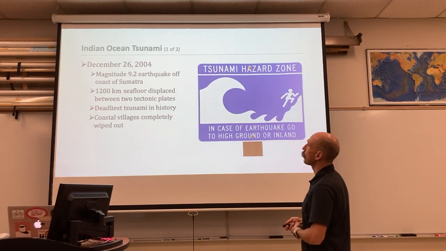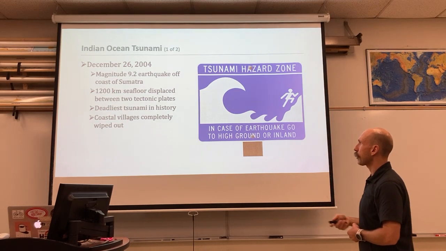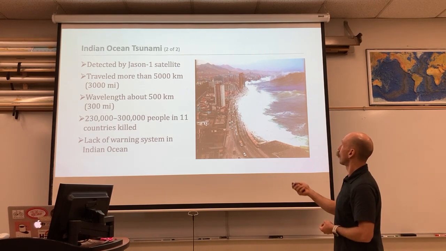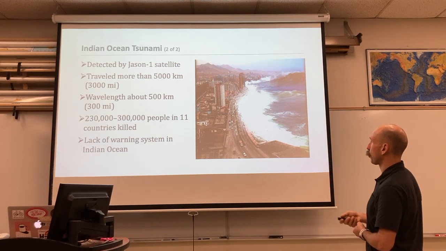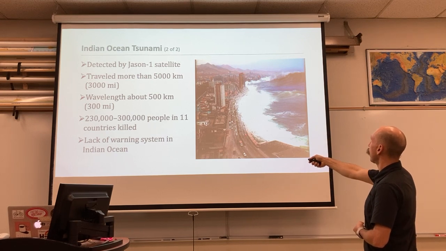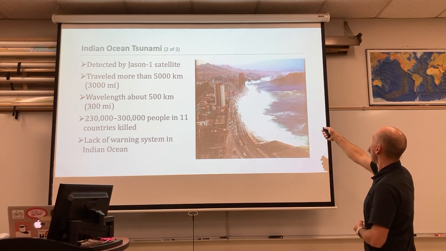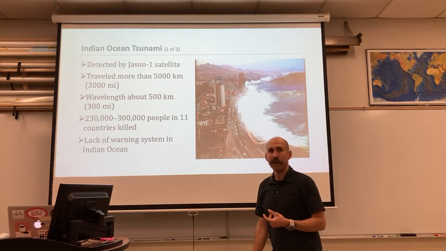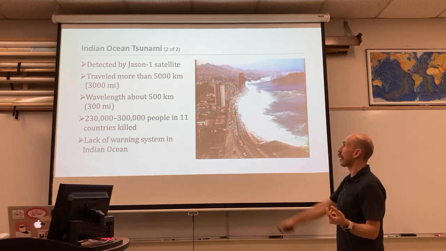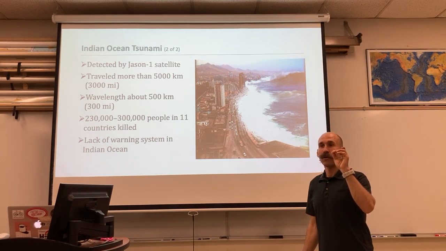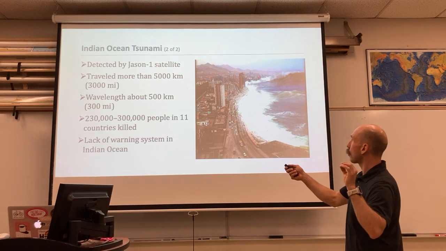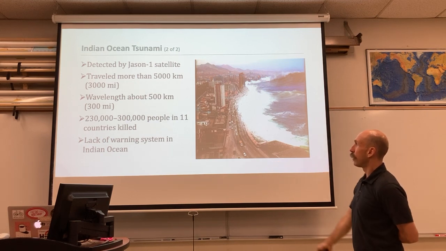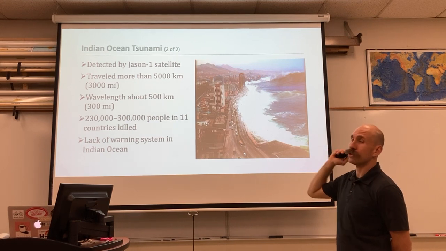The Indian Ocean tsunami we talked about, 1,200 kilometers of seafloor displaced, the deadliest tsunami in history, wiped out coastal areas. Shocking imagery comes from it. Just a coastal city. You can see high-rise buildings right here on the coast, and then a wall of water that is actually bigger than these high-rise buildings. It was detected by a satellite that looks at ocean surface elevation and ocean waves. It traveled more than 3,000 miles at about 300 miles per hour, killing 300,000 people in 11 countries.